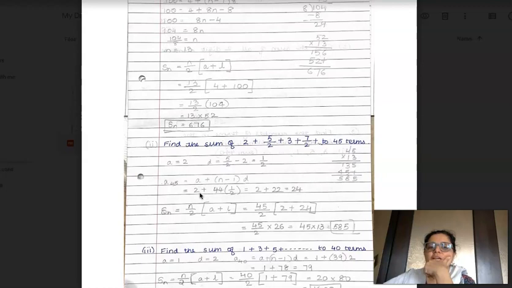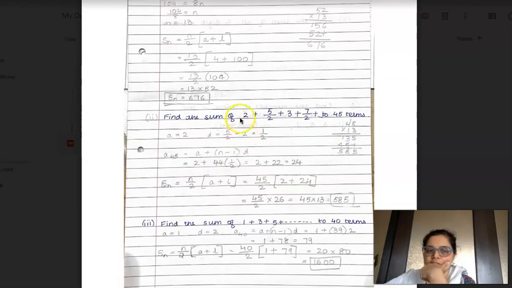The next one has a little bit of fractions in it, but the concept remains the same. Here they are saying it's up to 45 terms, so they're not giving you the last term. In the previous sum, they had given you the last term. Here you have to calculate it up to 45 terms. So I find A45, the 45th term.